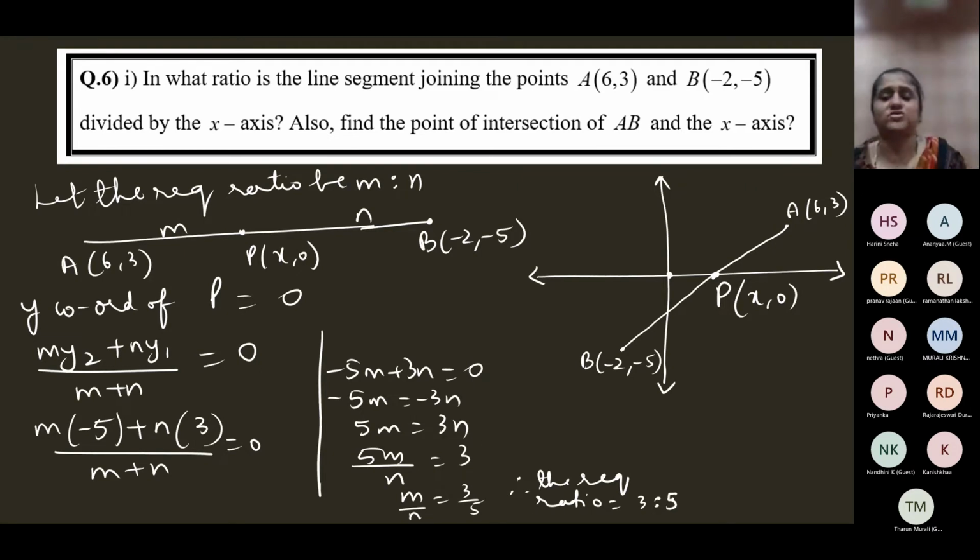So the ratio is 3:5. Also find the point of intersection of AB with the x-axis. So we know the y coordinate is 0. We only have to find x.